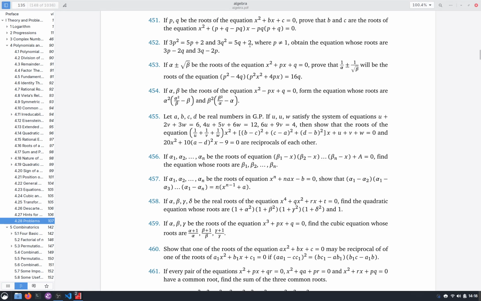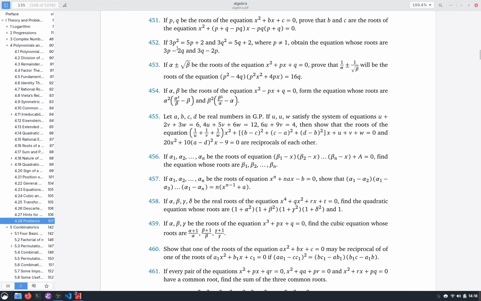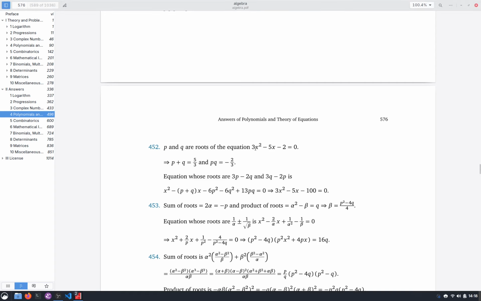Question 452 says that if 3p square is equal to 5p plus 2 and 3q square is equal to 5q plus 2, where p is not equal to q, obtain the equation whose roots are 3p minus 2q and 3q minus 2p. So if you look at these two conditions, you have got an equation 3x square minus 5x minus 2, that is p and q are roots of this equation. So p plus q will be 5 by 3 and pq will be minus 2 by 3.